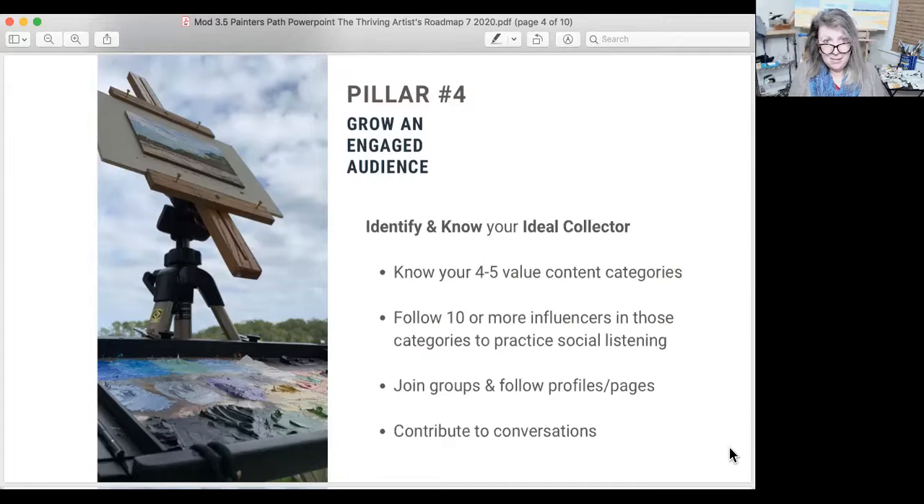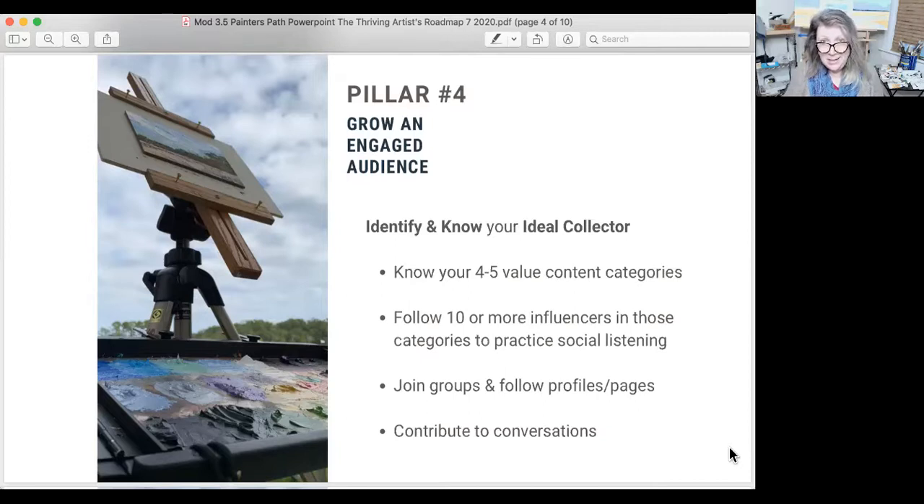raving fans. Then next, you want to follow 10 or more influencers in those categories, those same 4 to 5 categories, to practice social listening. Practicing social listening means that you're hanging out in places that your ideal collectors hang out, and you're listening to the conversations. You're hearing the words they use. You're hearing the kind of things that are important to them so that you can talk about those in your social media posts, in your stories. You can connect to them more.